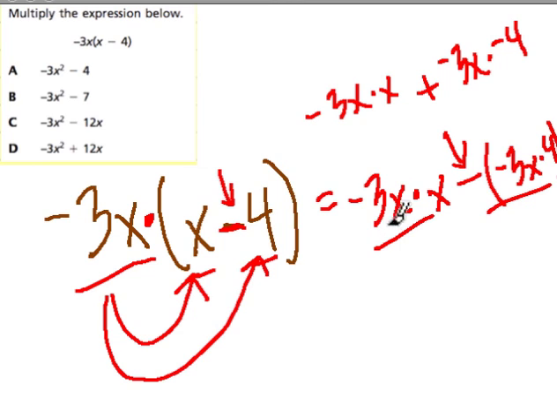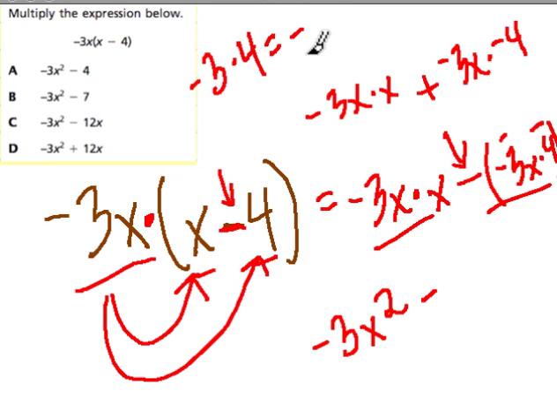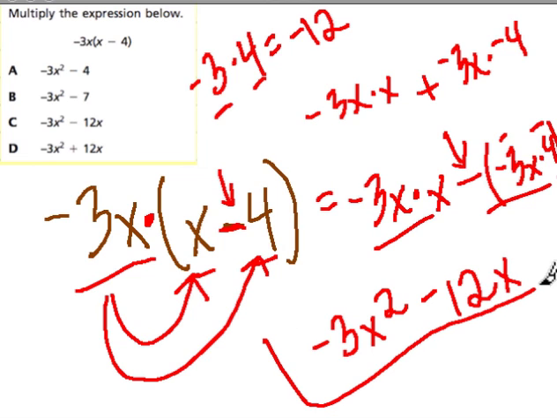So negative 3x times x. We have x times x, which is x squared, so it's negative 3x squared, minus, in this case, negative 3x times 4. I'm going to multiply my two numbers, my coefficients. Negative 3 times 4, a negative times a positive is a negative, and we can think of it as 3 times 4, or 12, so it's negative 12, and we still have that x there.